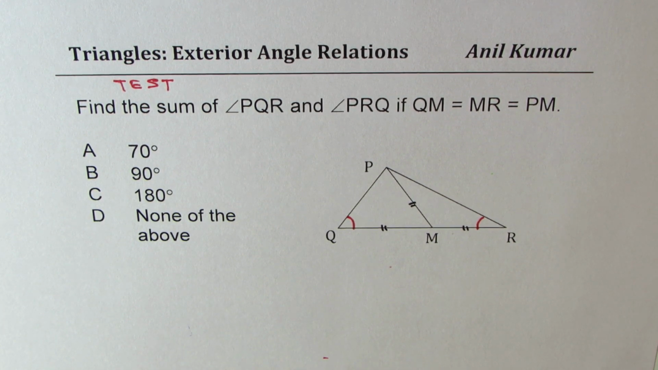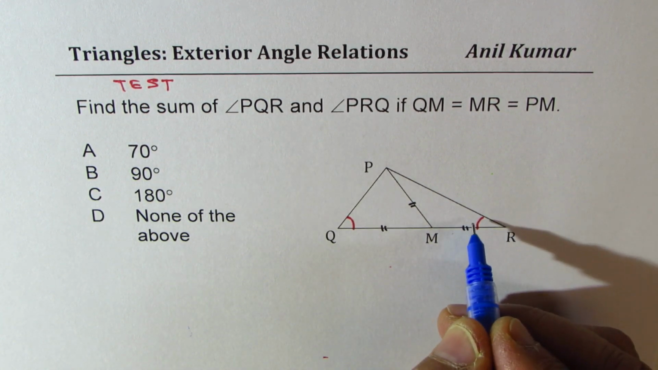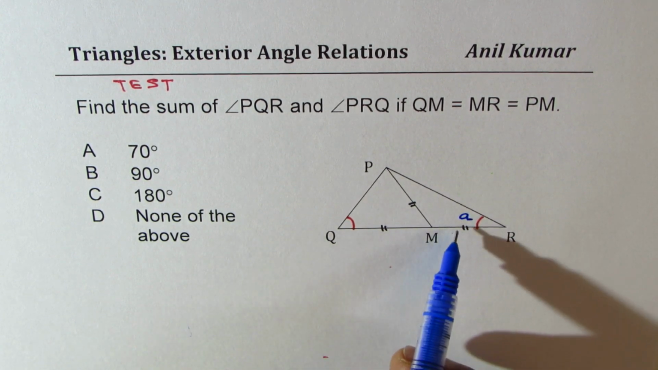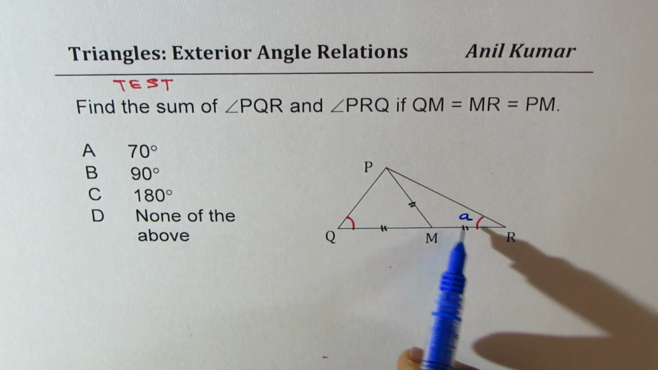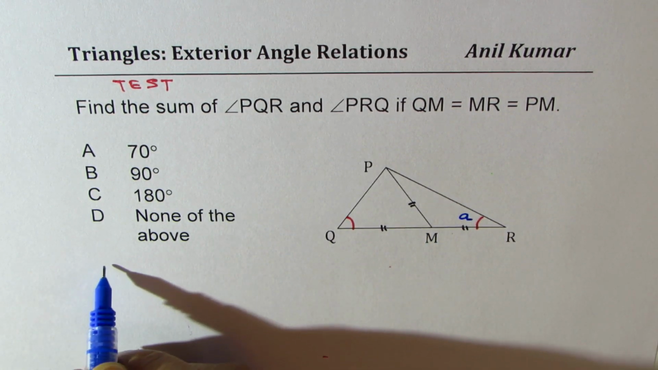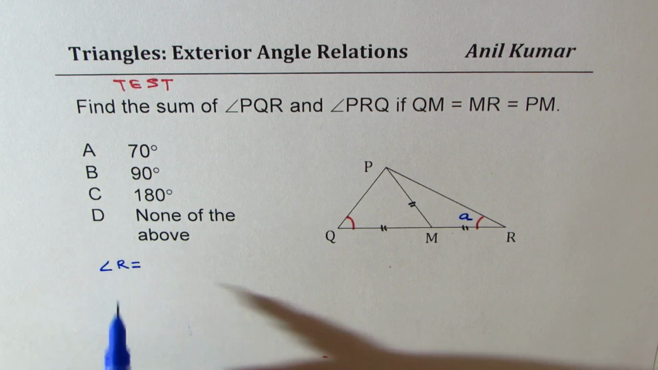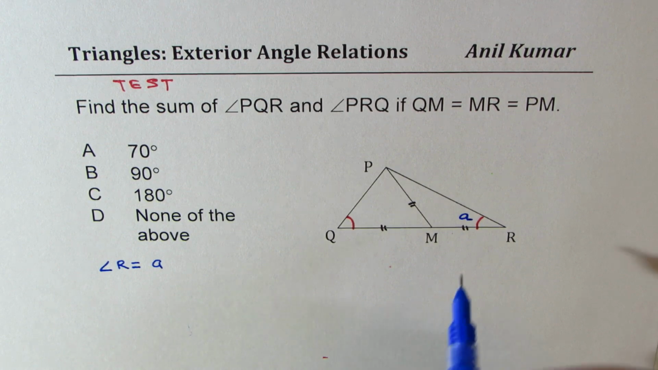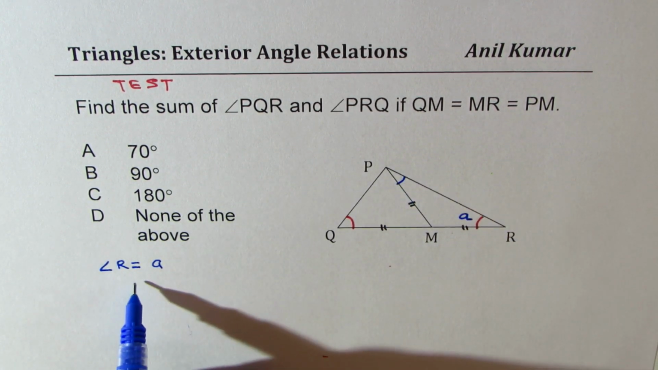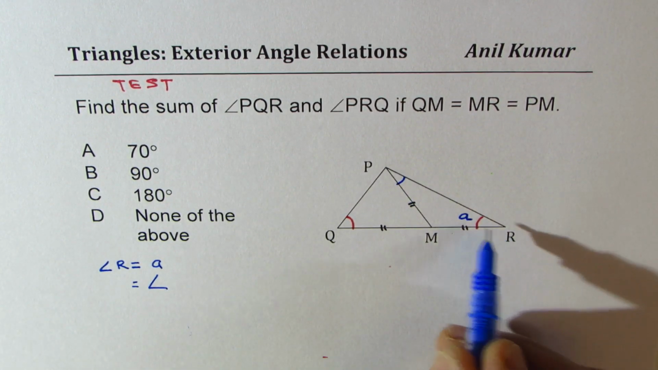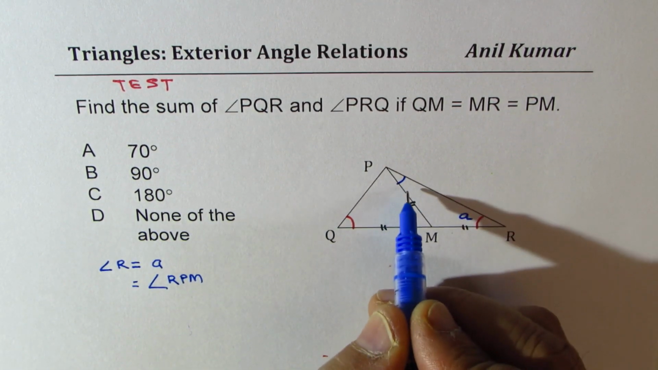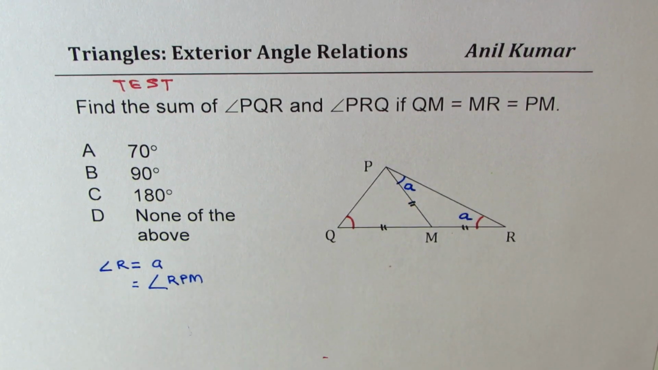Now to begin with, what we can do is just assume some angle A here, right? So if this is A and we have an isosceles triangle, then we know that angle R is equal to this A, which we have assumed. Now this angle should be equal to angle RPM, since they are isosceles triangles. So this is also A, correct? So these two are the same angles.